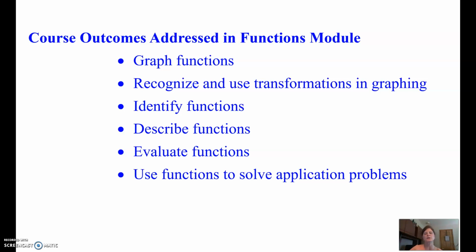We also want to be able to recognize and use transformations. So what if we tweak our equation just a little bit? How is that going to change my graph? Or if my graph changes a little bit, what do I need to do differently to my formula to make it line up with the picture? All right, and finally, we're going to do some word problems, those applications. That's really the heart of mathematics. So don't dismiss those problems. If you have any questions, just let me know.